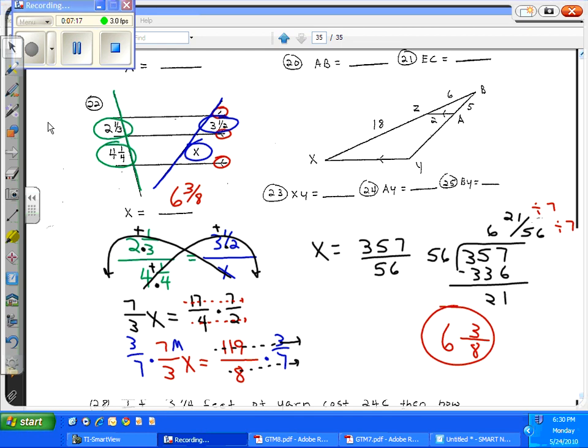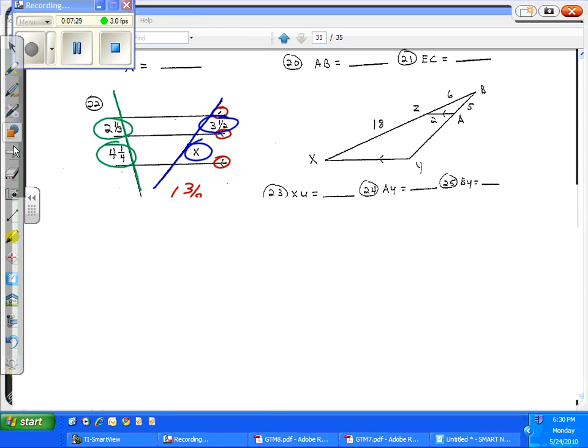All right, question number 23. Whoops, wiped out a little too much there. We wanted to find XY here. I chopped off the bottom of my Y.